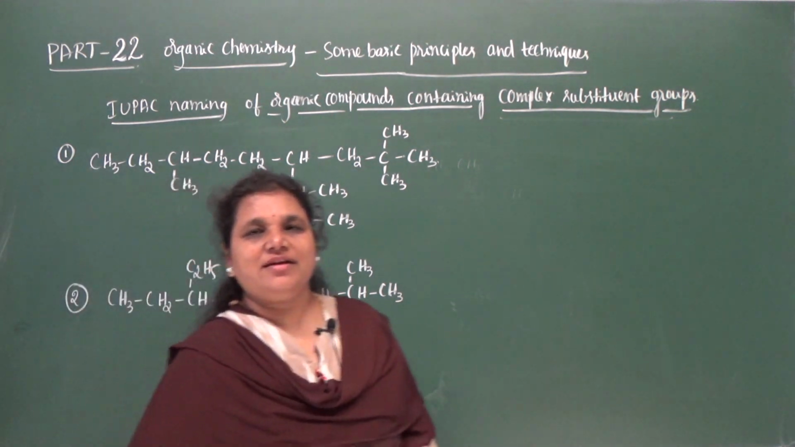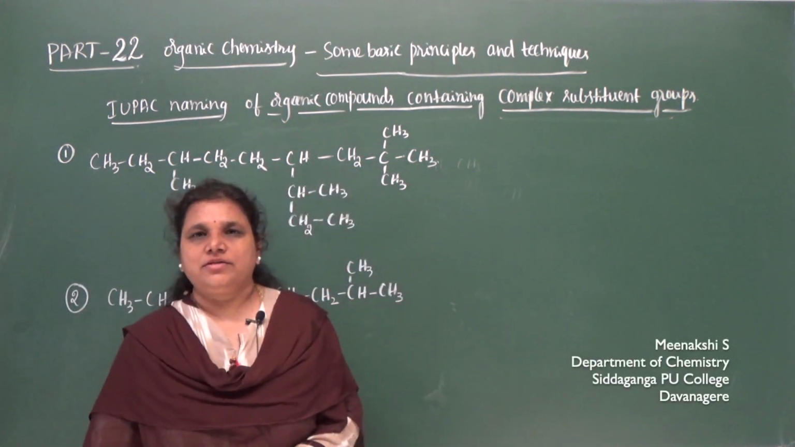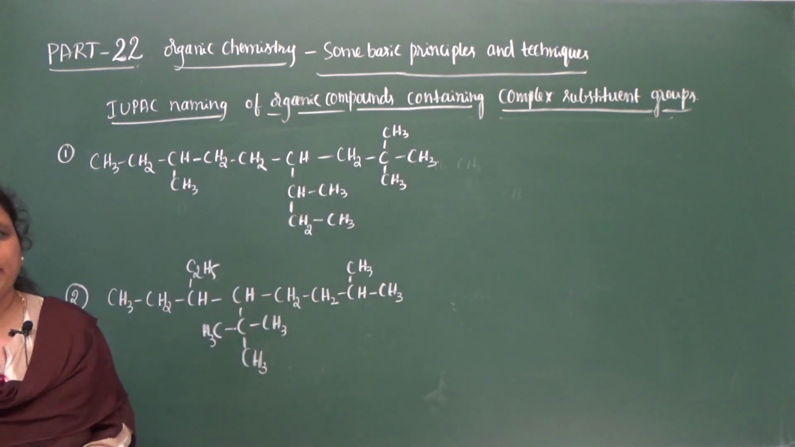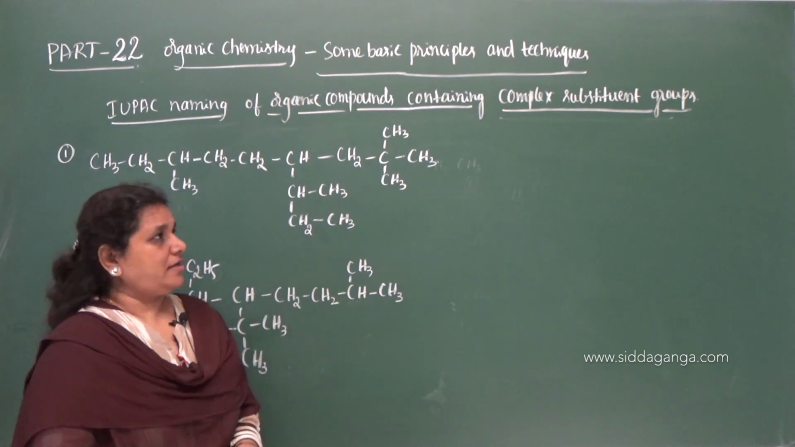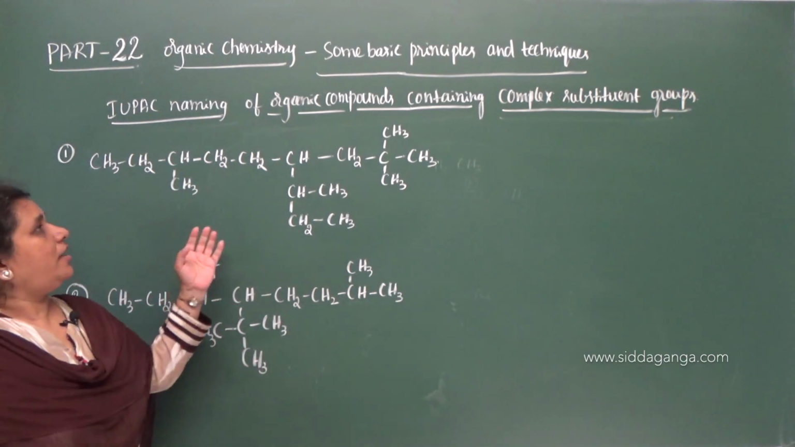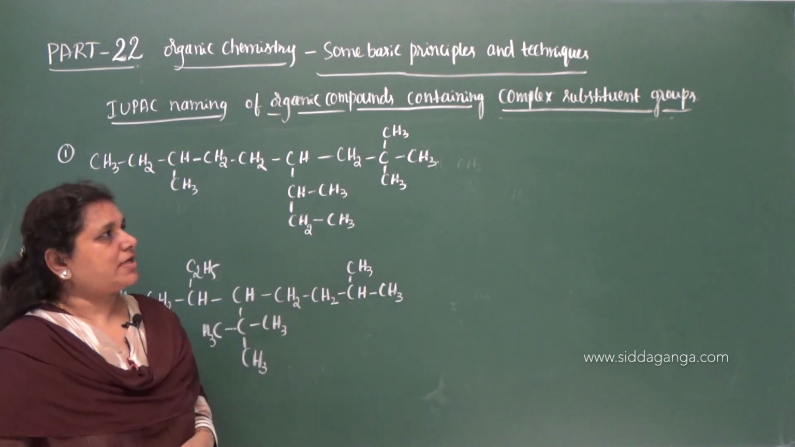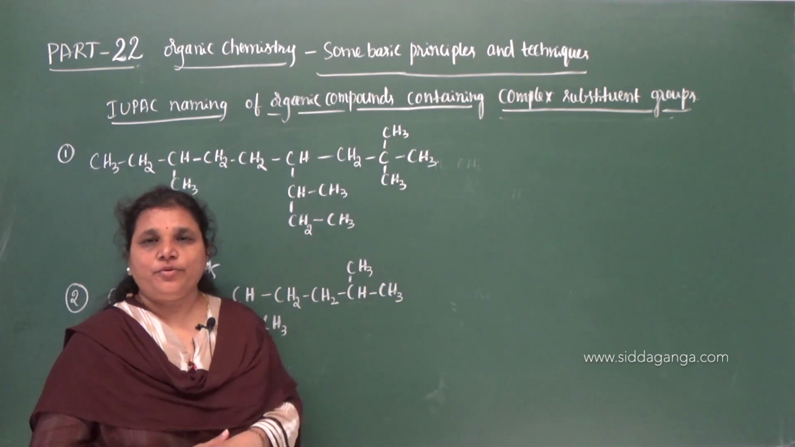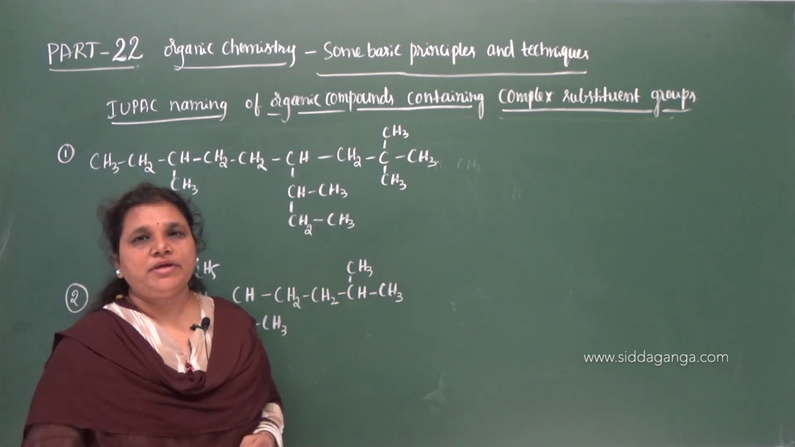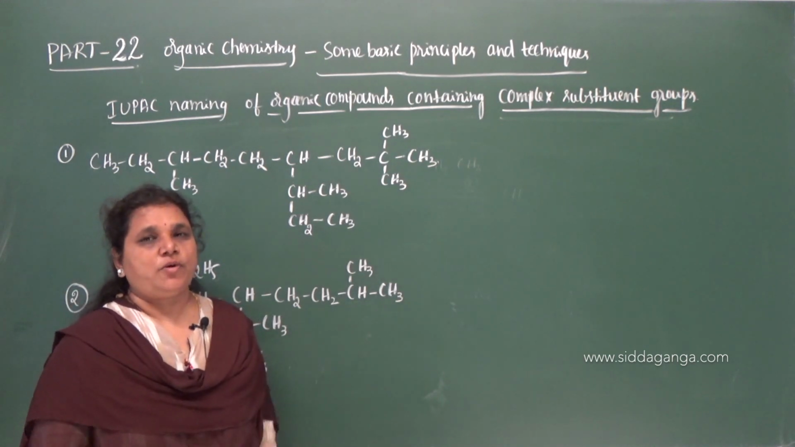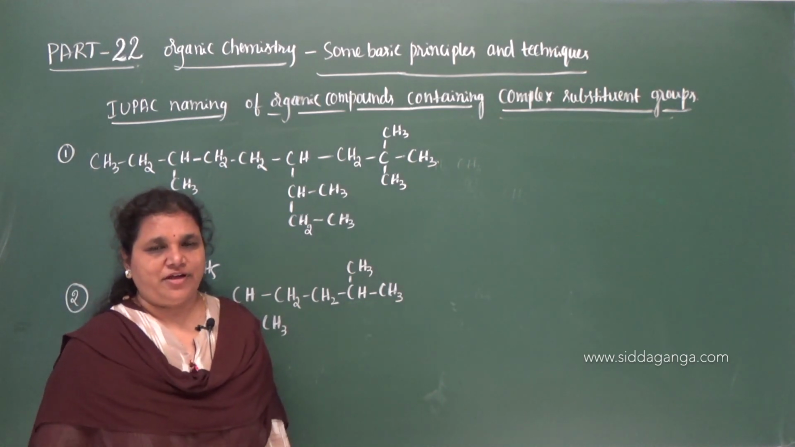Hello students, welcome back. So today let us move on to part 22 of organic chemistry, some basic principles and techniques. In the previous class we discussed the IUPAC naming of organic compounds containing complex substituent groups. I mentioned a few conditions while naming such compounds. Let us move on to a few more examples of that.